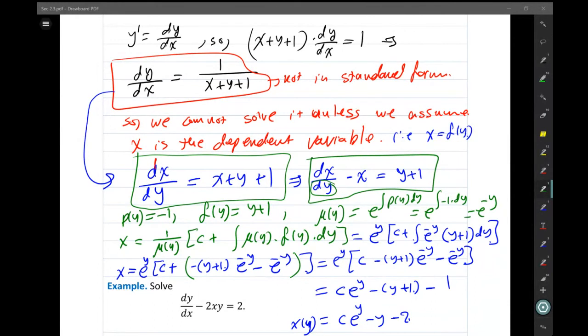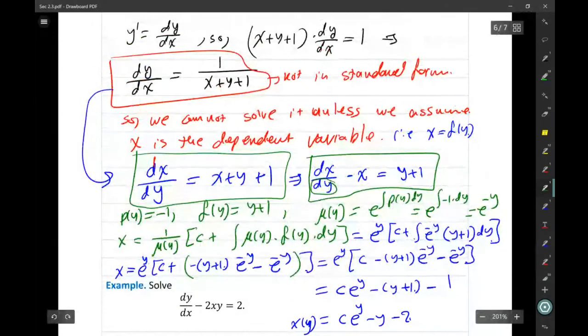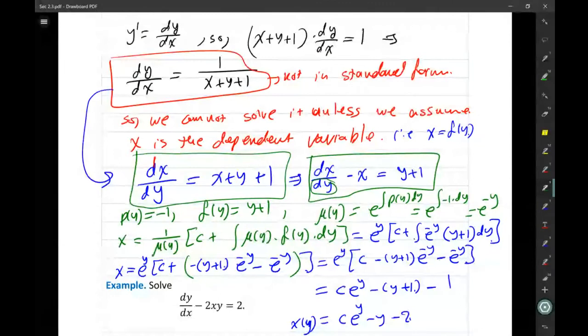Is it clear? Yes, the idea in the first step is that you have to change the role of the dependent and independent variables. Any question for this example?